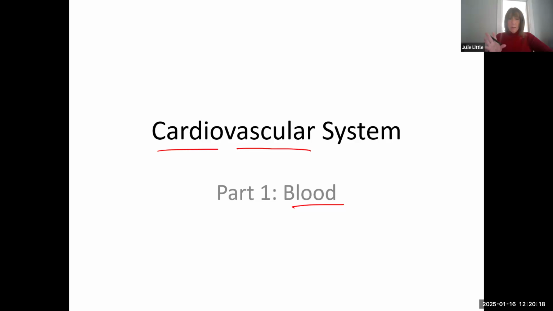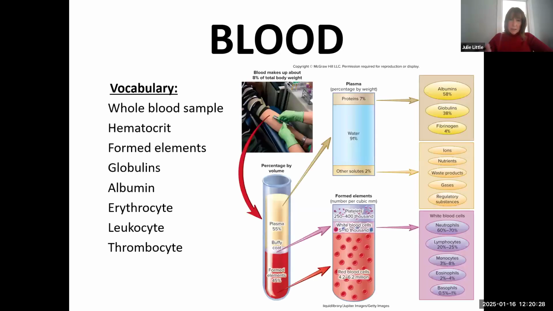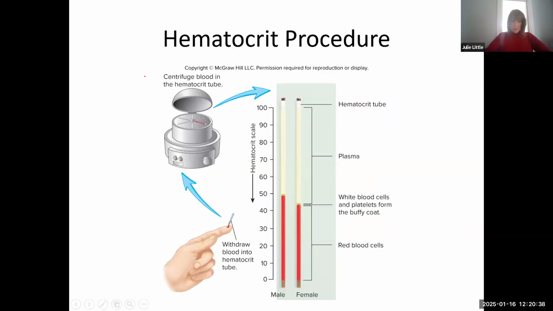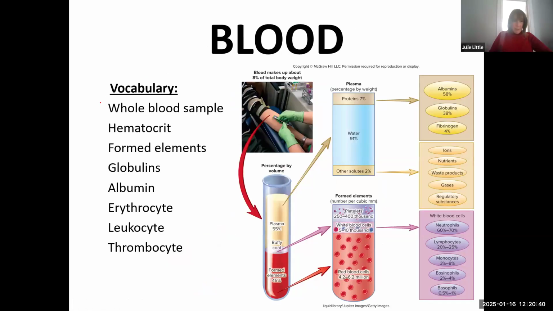So we break it up and we talk only about blood, then only about the heart. And then when we get to the blood vessels, we add in the blood vessels and blood pressure and all that good stuff. Okay, so let's talk about blood. So we have vocabulary over here on the right-hand side, a whole blood sample. If someone says a whole blood sample, it is a sample of blood that they have taken. You take a sample of blood, that this in this test tube is a whole blood sample.